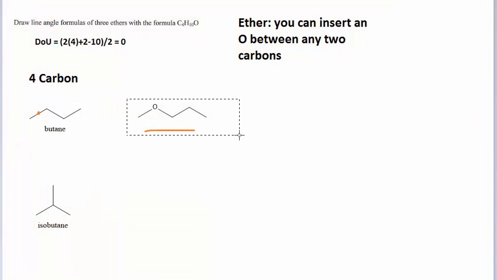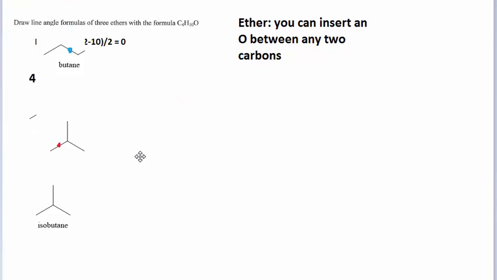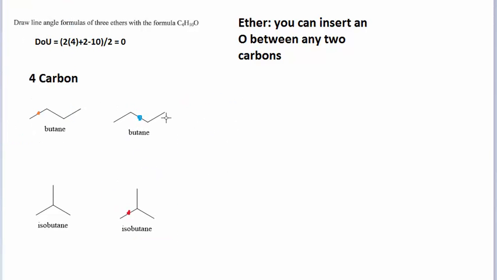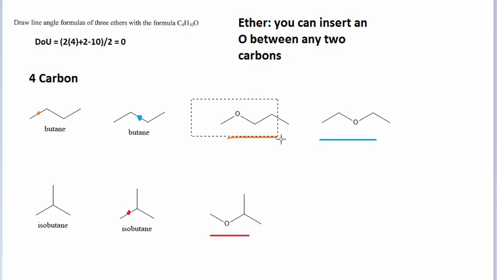Similarly, let me move this over. If we insert an oxygen in the middle over here, we can form another ether. And you just gotta keep doing this from the isomers that you came up with. So this is also symmetric. If I insert here, I'll get the same structure. And if I insert an oxygen over here, I'll actually generate the same structure as this.